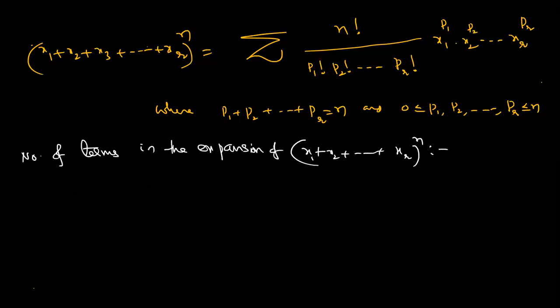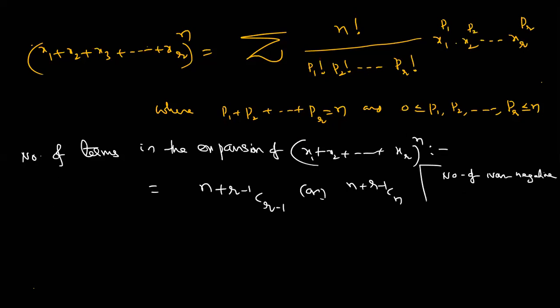In this case, what is the formula, dear students? n plus r minus 1 C r minus 1, or both are same, nCr, nC n minus r. So this is nothing but what we are finding: the number of non-negative integral solutions. So briefly discussing permutations and combinations.